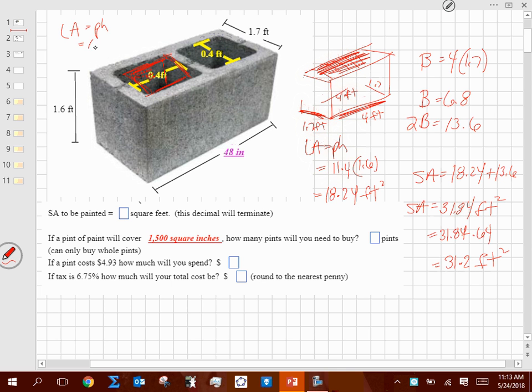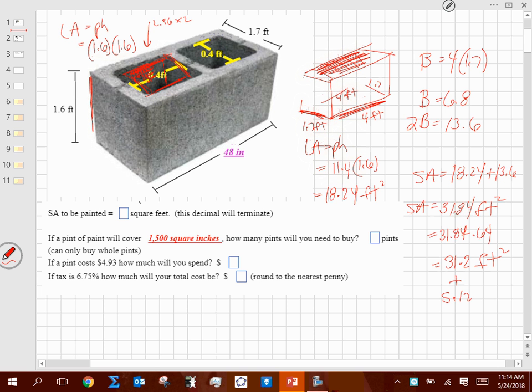Perimeter is 1.6, and now my height would be 1.6. Okay, so then that gives me 2.56 as the new area of these walls on the inside. 2.56, but I've got 2 of those, so I'll double that. Times 2, be 5.12.